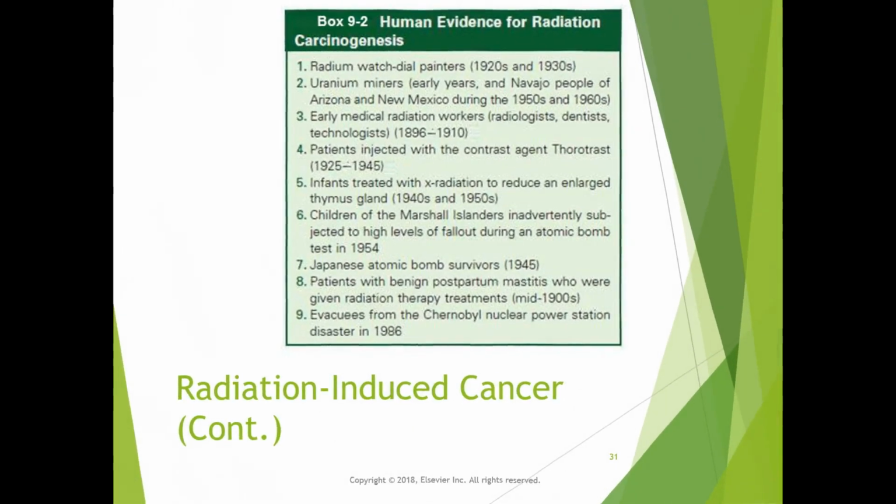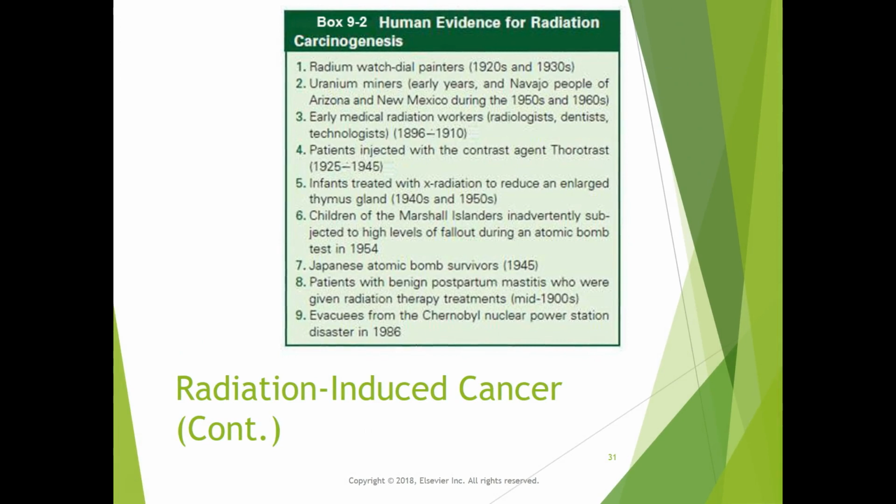Okay, number 4, patients injected with the contrast agent Thorotrast. This was used in diagnostic angiography and ended up being deposited into the patient's reticuloendothelial system, and that's your immune system. As a result, they succumbed to liver cancer, spleen cancer, and biliary duct cancers.